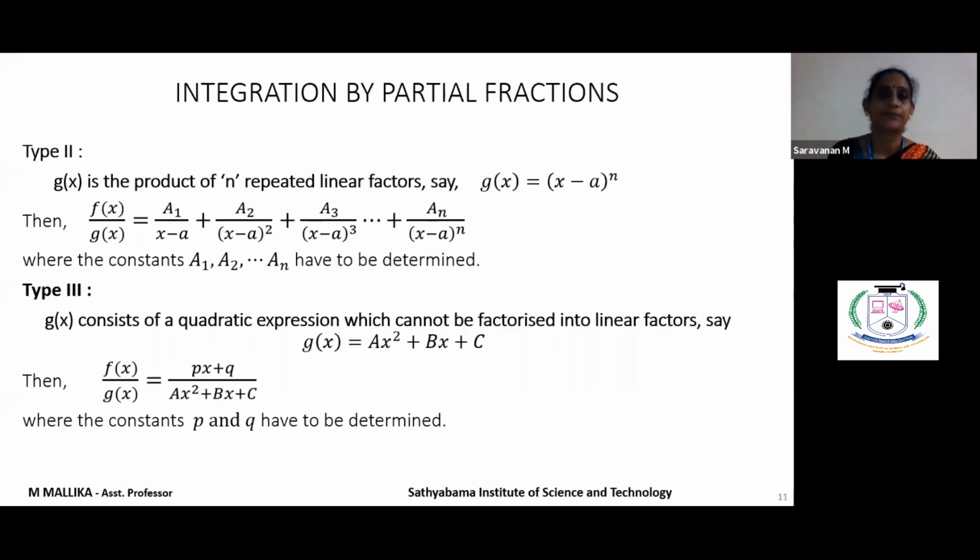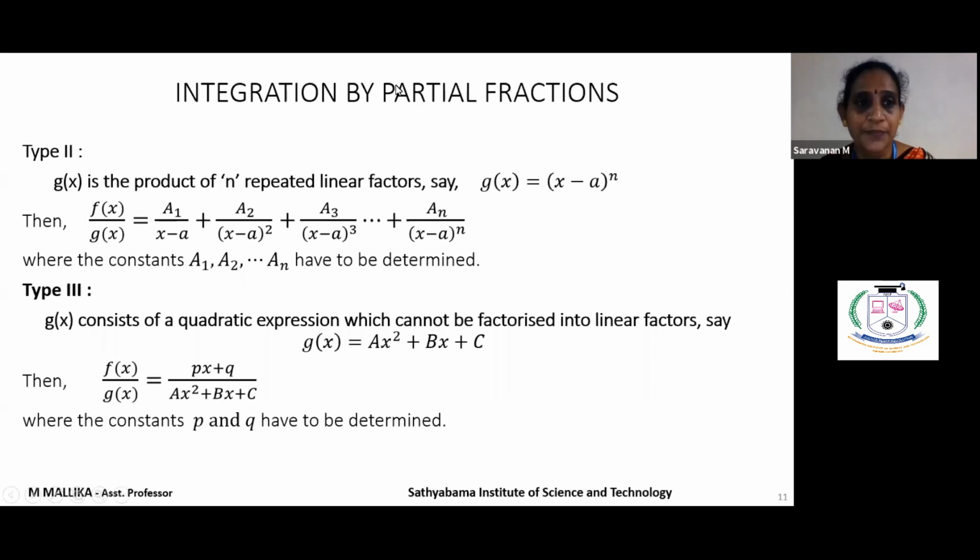Now type 2 is your g of x. Again, as I told you, the procedure for splitting into partial fractions depends only upon the denominator function. So if g of x has a product of repeated linear factors, say x minus a the whole power n, then you write f of x by g of x as a constant by the first power, another constant by the second power, till the power that you have in the expression, up to an by x minus a the whole power n, where again the constants a1, a2, etc. up to an have to be determined.